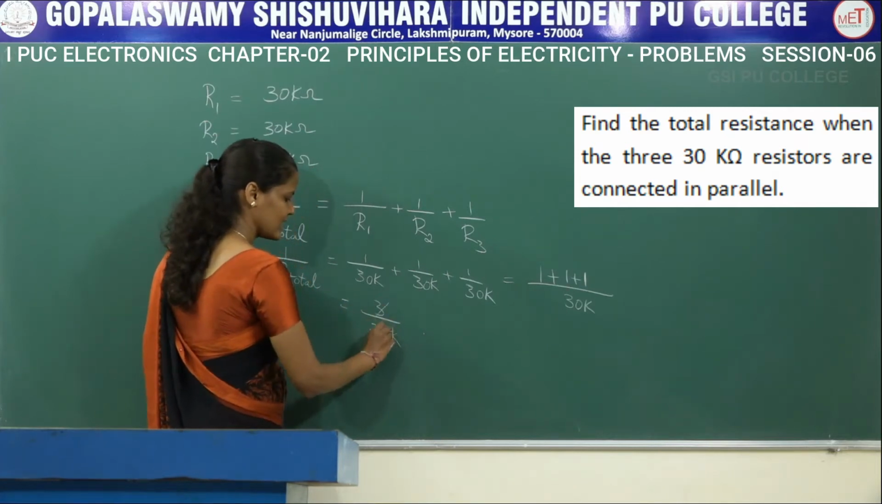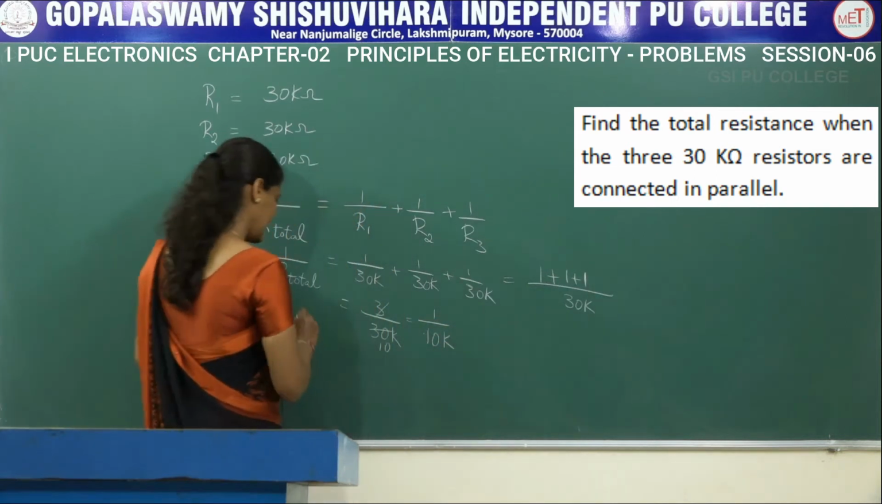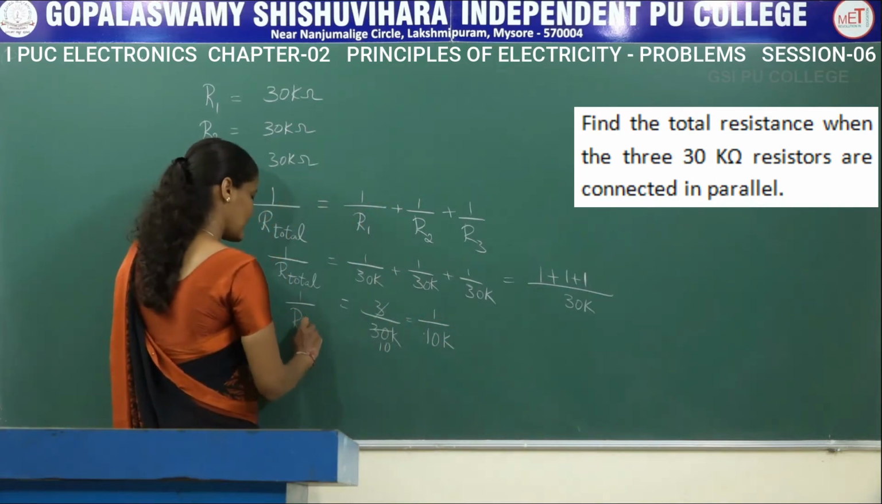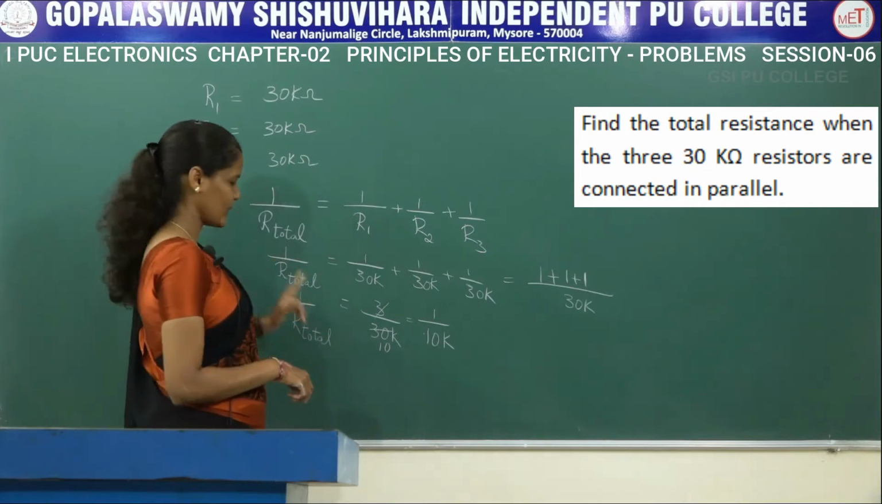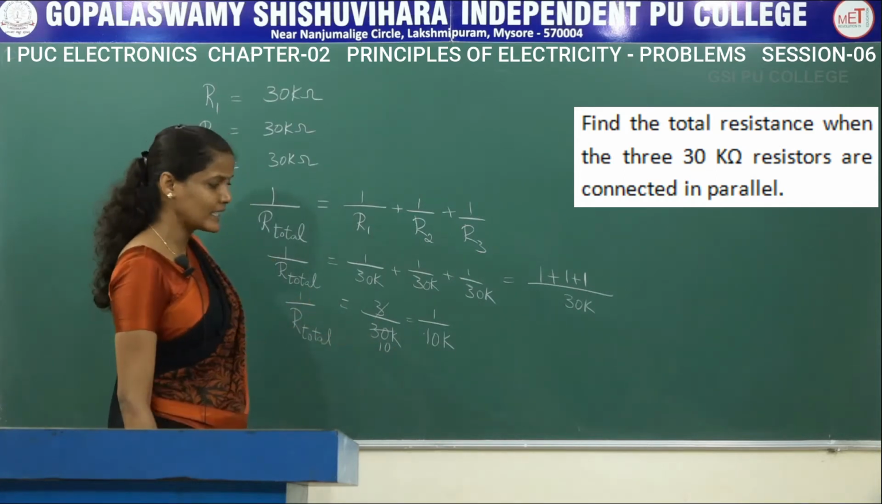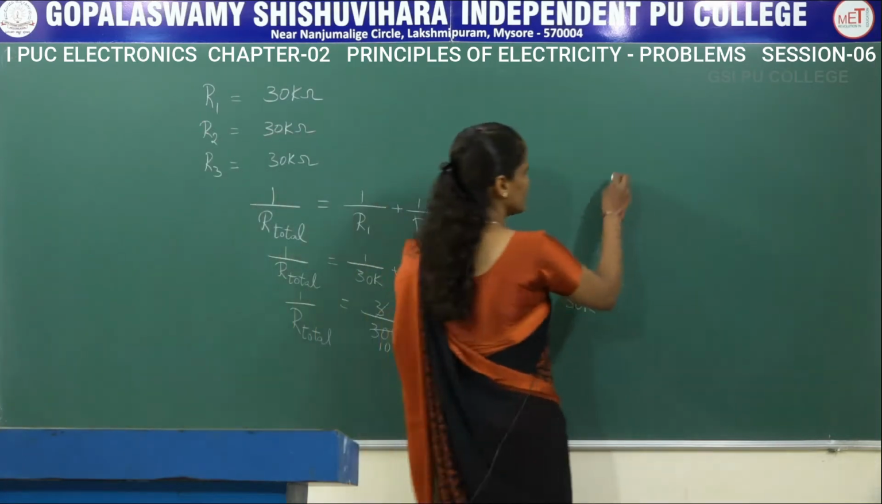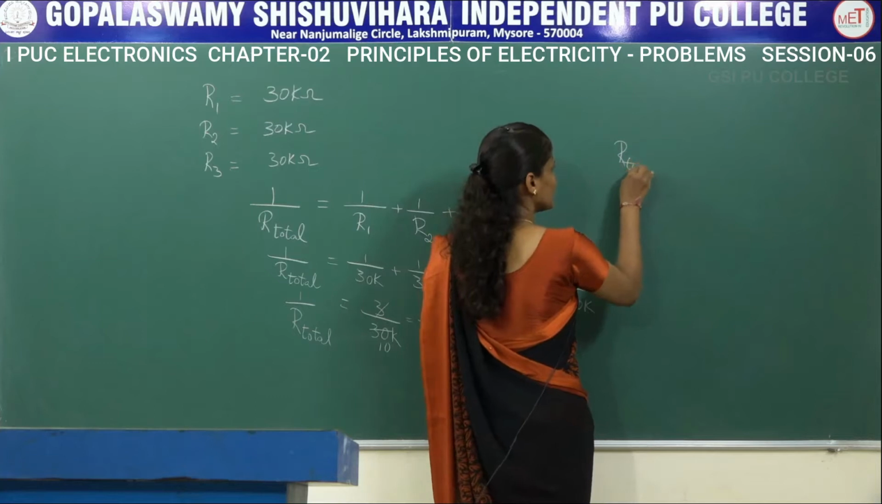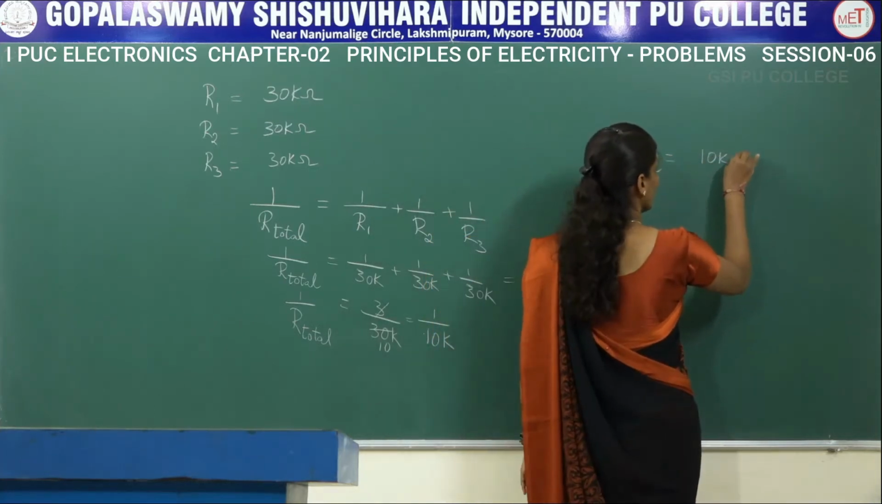That is 3 ones are 3, 3 tens are 30, which is equal to 1 divided by 10 kilo. That is 1 by R total. So this is 1 by R total. 1 by R total is equal to 1 by 10k. But I want R total. So what we are going to do is R total is equal to 10 kilo ohm.